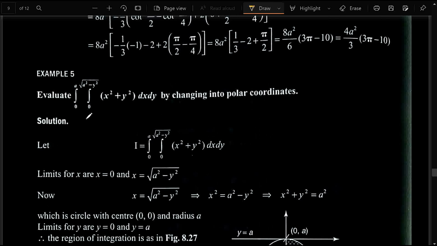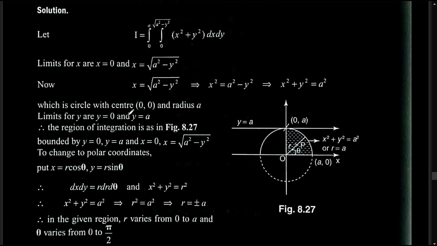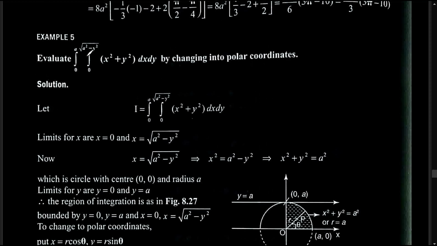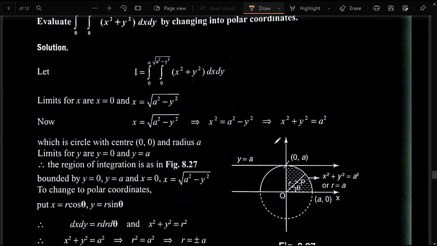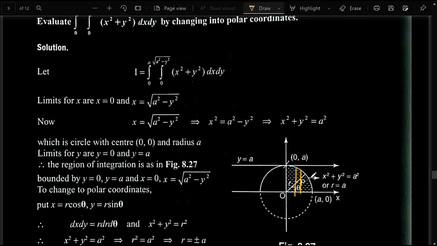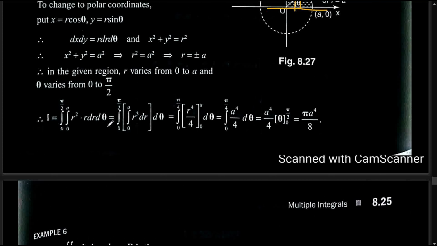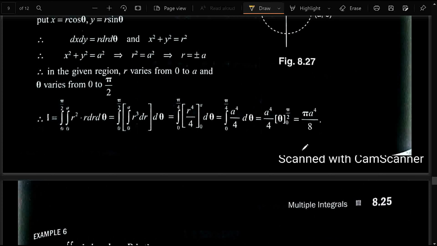And then another question, by changing into polar coordinates, same, you have to put x is equal to r cos theta, y is equal to r sin theta. That's it, guys, everything got over. So if you find that by the limits it will be a circle and it's the first quadrant, because the limits of y is 0 to a, so it comes around the first quadrant. And in the first quadrant, 0 to the equation of the circle, if you put x is equal to r cos theta, y is equal to r sin theta, and substitute, you get r from 0 to a, and theta from 0 to pi by 2. So if you solve, you get it.